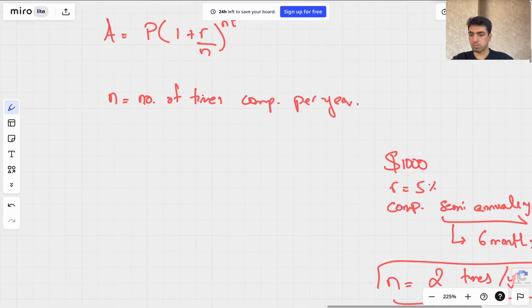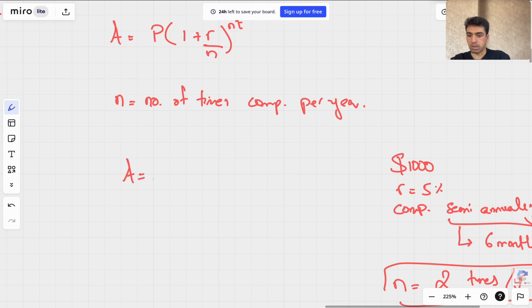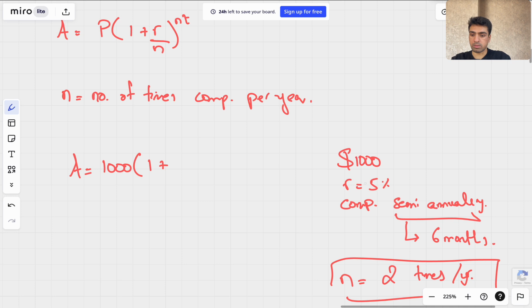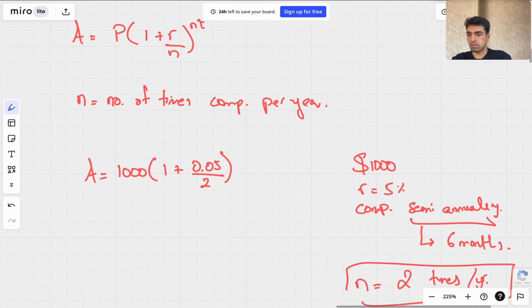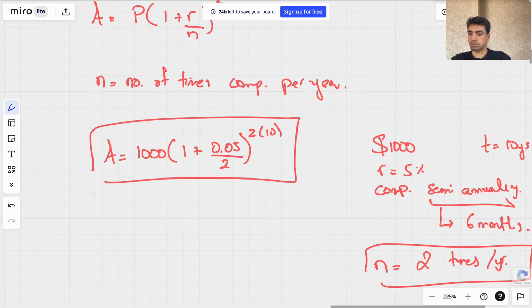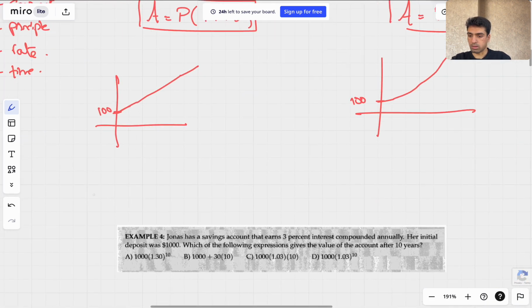So if you plug this in the formula, A, which is the total amount that you will have, is 1,000 multiplied by 1 plus R. R is 5%, which you can write as 0.05, divided by N. N is 2, and then the exponent NT, where N is 2 again. And then let's say, for example, we leave it in the bank for 10 years, so time is 10. Multiply this by 10, and that's what you'll end up with. Then you can put this in your calculator and you will get your answer. Easy.